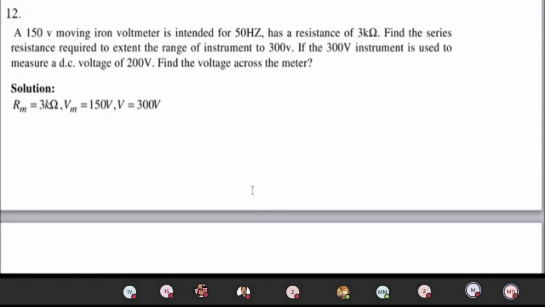Okay, if the 300 volt instrument is used to measure a DC voltage of 200 volt, find the voltage across the meter. Now the given values: Rm is given as 3 kilo ohms, as specified in the question. Vm is 150 volt, given in the question itself. And V is taken as 300 volt, that is, the instrument range has been given as 300 volt.